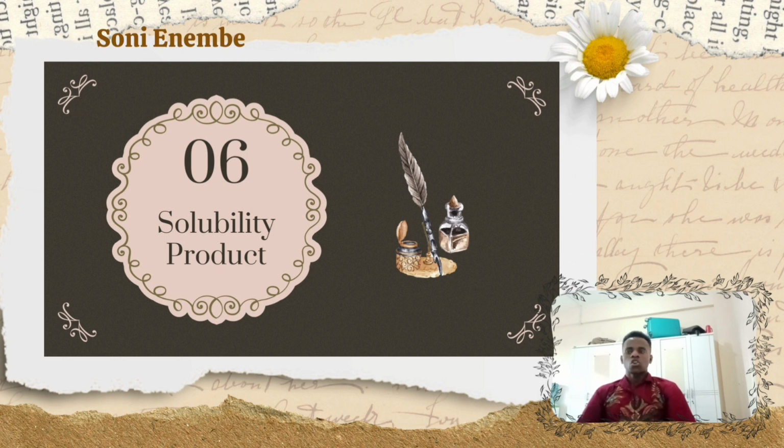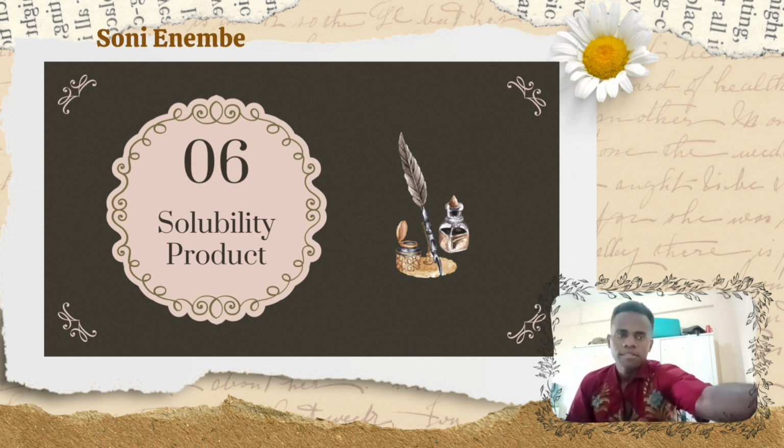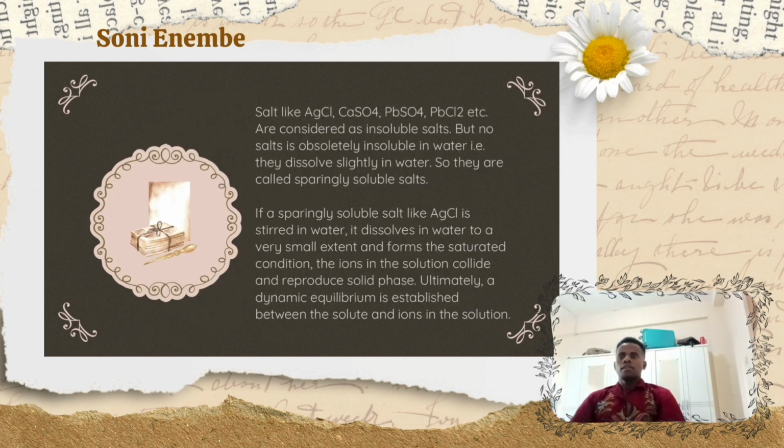Solubility products: salts like AgCl, CaSO4, PbSO4, PbCl2, etc. are considered insoluble salts, but no salt is absolutely insoluble in water, i.e., they dissolve slightly in water, so they are called sparingly soluble salts.